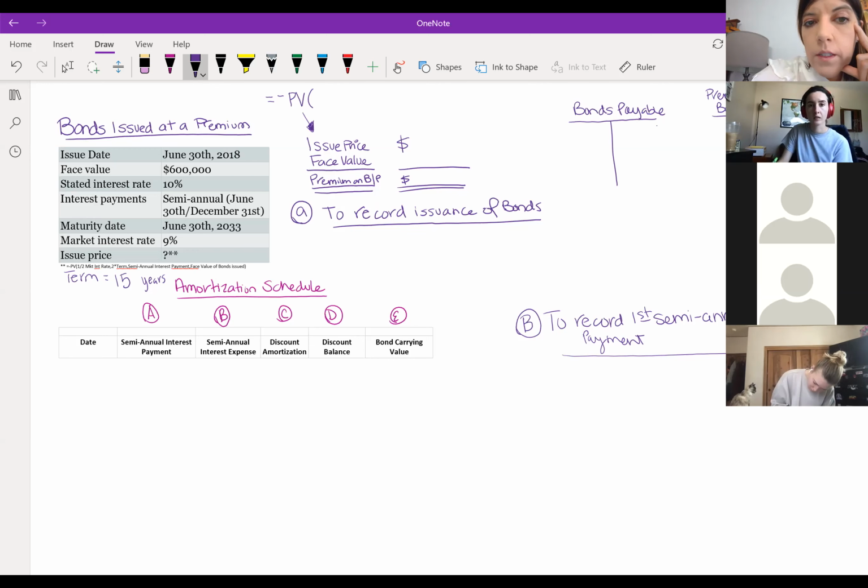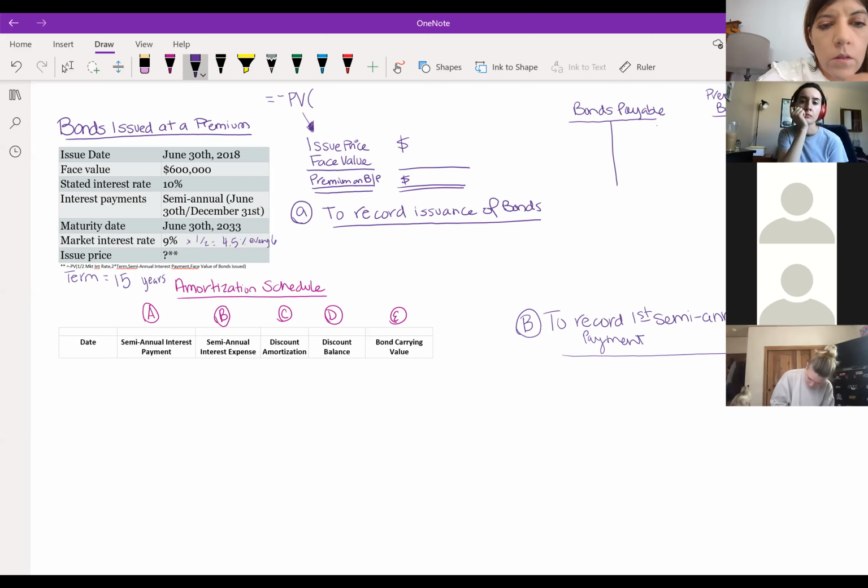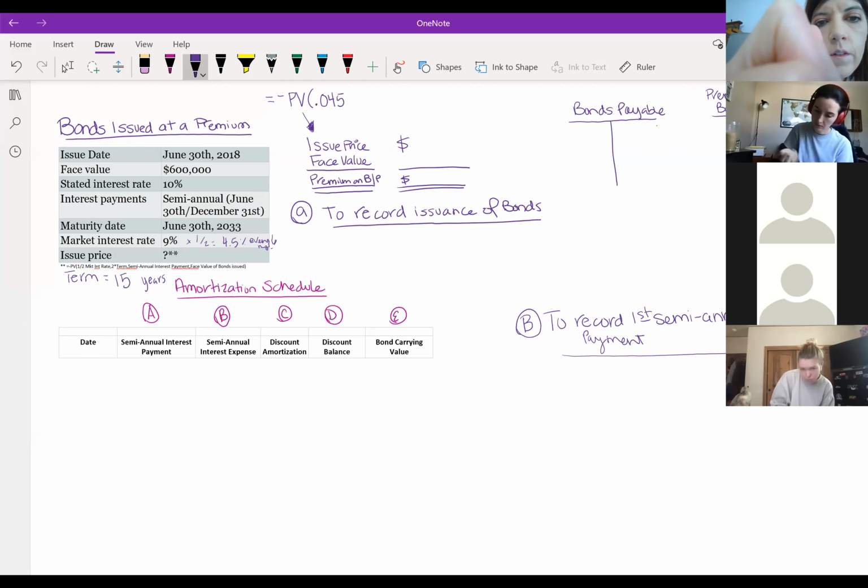The first number is always the market interest rate. And in this case, because they pay semi-annual interest, so interest is paid twice per year, we're going to take 1/2 of the market interest rate. 4.5. Yeah. So I'm just going to do this. 4.5% interest every 6 months. So it's going to be 0.045. If you're using Google Sheets, I think you can actually put 4.5%, but in Excel, you need to use 0.045.